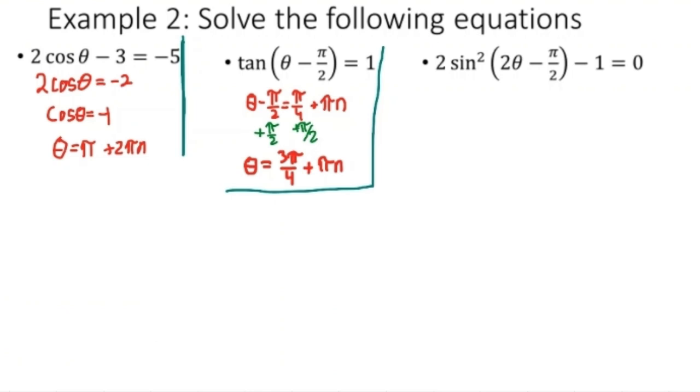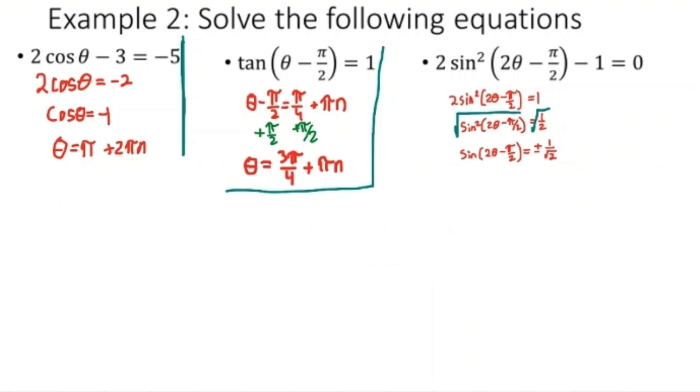Next, we're going to solve 2 sine squared of 2 theta minus pi over 2 minus 1. Just like our previous 2 problems, we only have the single trig function of sine. So the first thing we should do is isolate sine. We'll start by adding 1 to both sides of our equation. Then we'll divide both sides by 2. Next, to get rid of the square, we'll square root both sides. And since we're square rooting both sides, we can square root the numerator and denominator separately, and also remember the plus or minus.